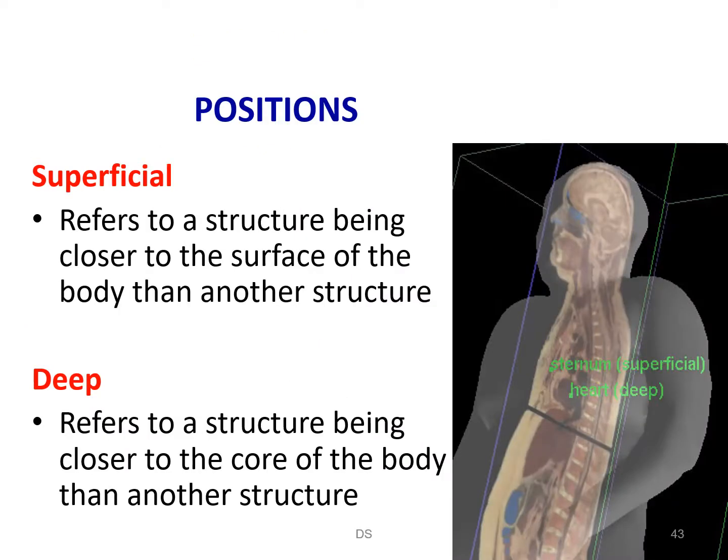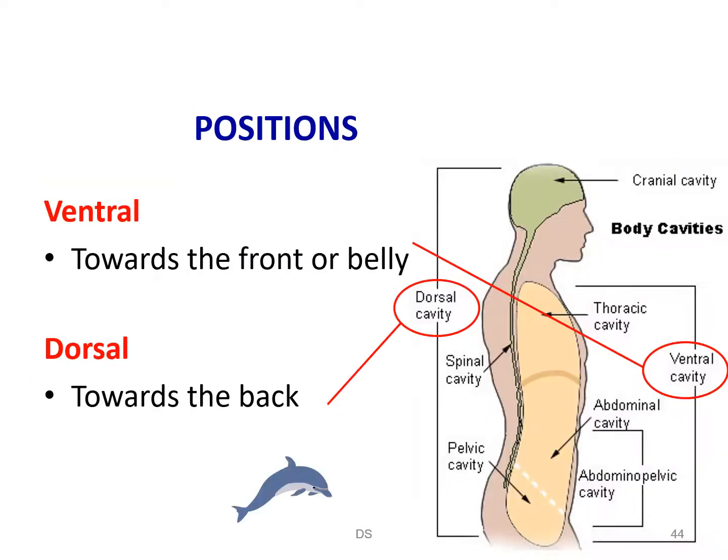The other thing is superficial and deep. The most superficial structure is the skin, which is closer to the environment. Deep is closer to the core or to the center. Deep, superficial. This is what we have seen.